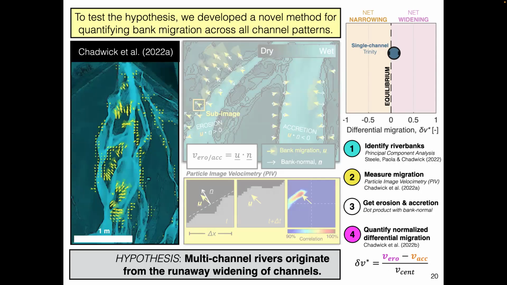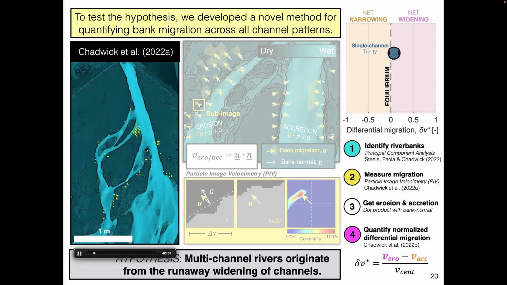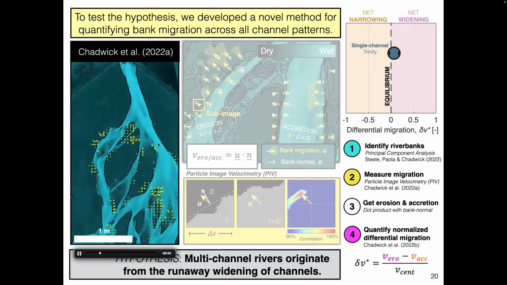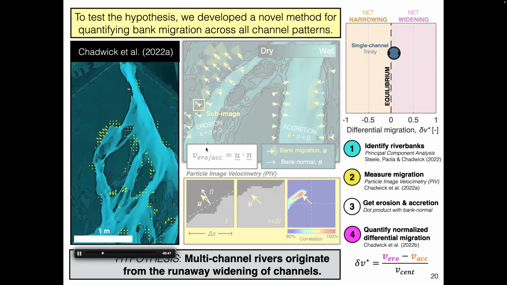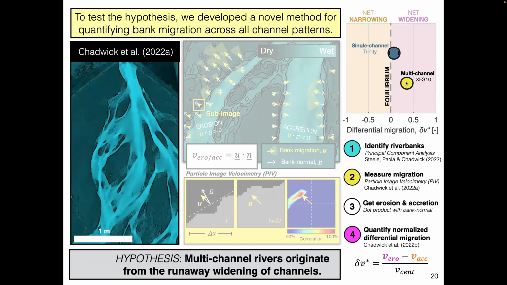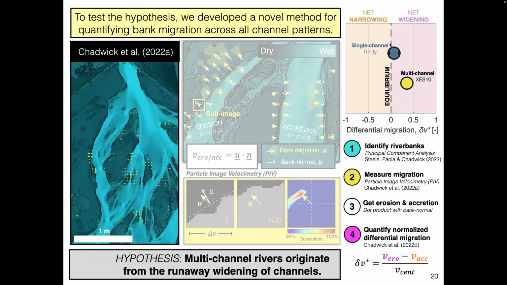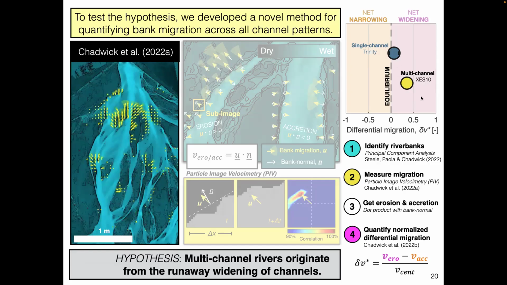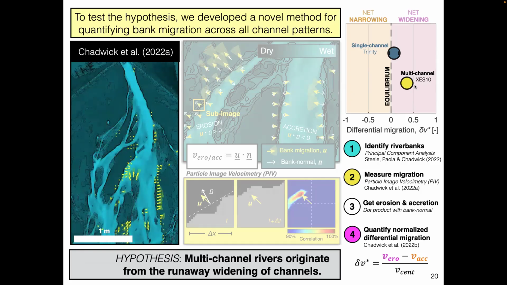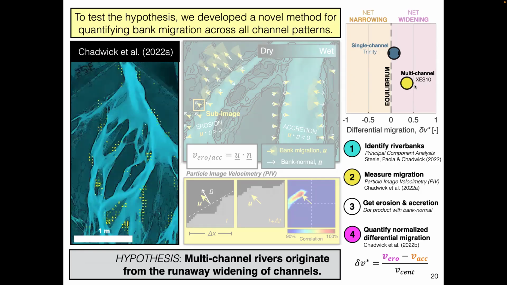And if we do that for an experiment like this, you're seeing on the left, this is I think every minute or maybe every 5 minutes of the experiment, and you can see how these yellow vectors are tracking the migration of the banks. If we take those vector fields and plug them into our differential migration metric, we get this yellow symbol on the top right for this experiment. And you can see it's in this net widening part of the regime. So we're getting a consistent story with this hypothesis that the multi-channel rivers tend to have net widening. But at the end of the day, this is just two rivers, one in the field and one in an experiment. So it'd be good to test it better.